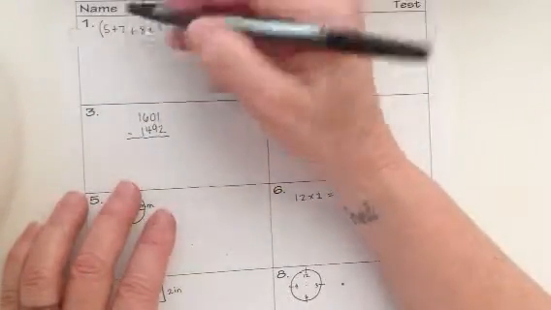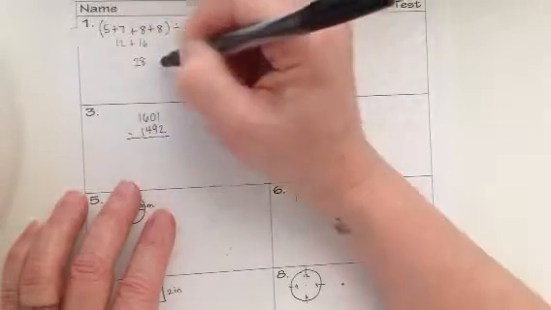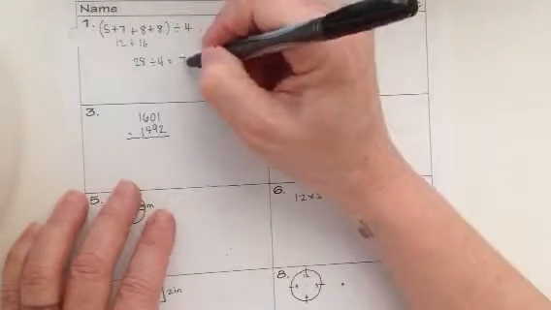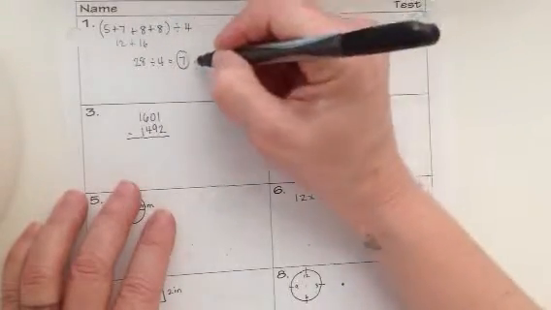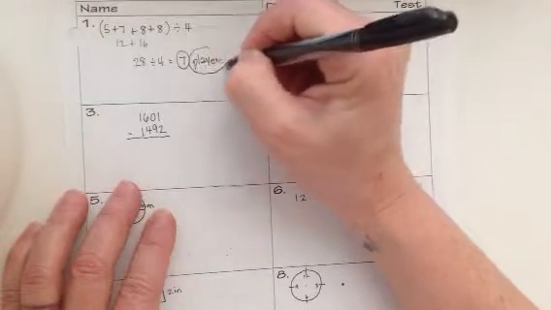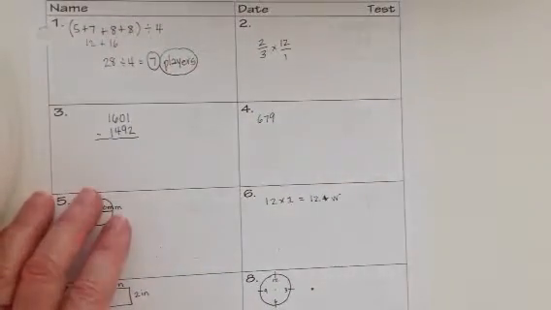So 12 and 16 would be what? 28 divided by 4 would be what? Well, you should know that. 7. So I want 7 and I want players. Okay, I want you to get used to starting to label everything. So 7 players. Number 2 says, how many is 2/3 of a dozen?